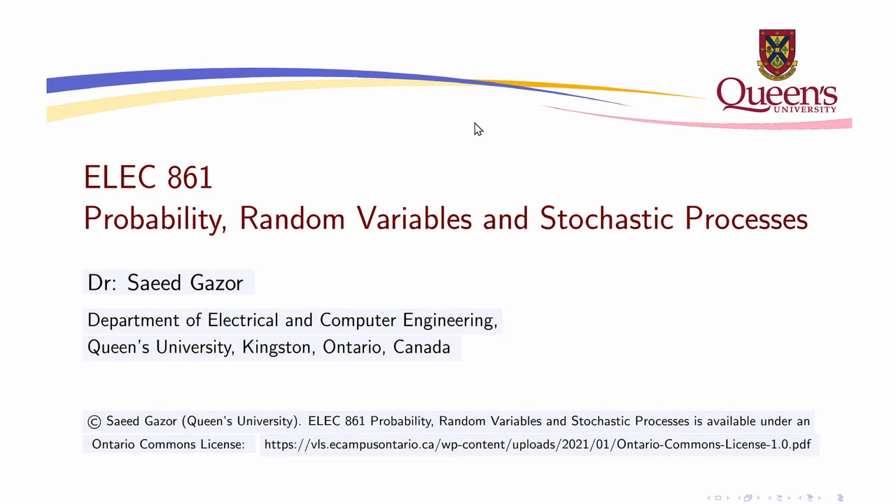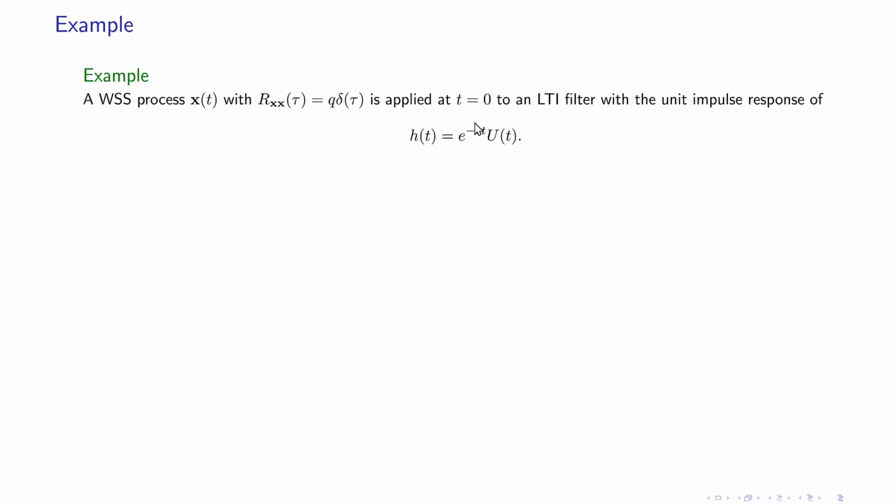Let's have an example of a white noise given to a low-pass filter. Suppose that we have a white stationary random process, which is white and it's stationary. So here, this random process x of t is applied to this LTI system with h of t equal to e to the power minus ct u of t.